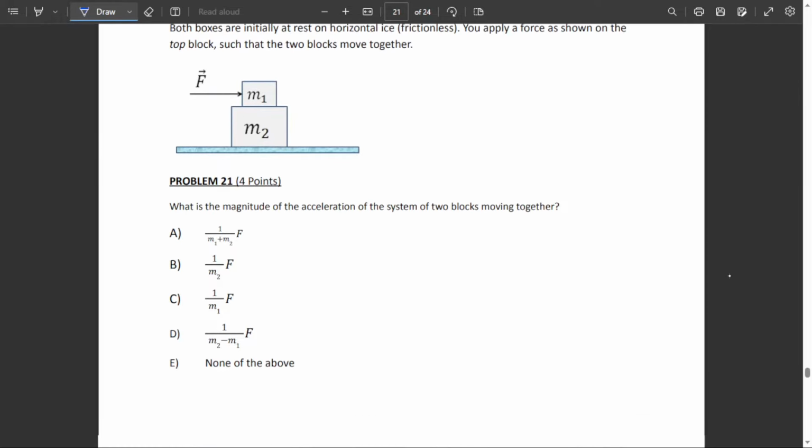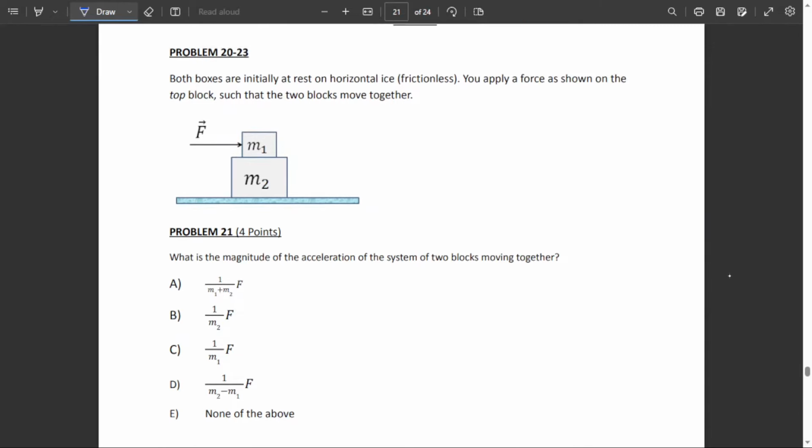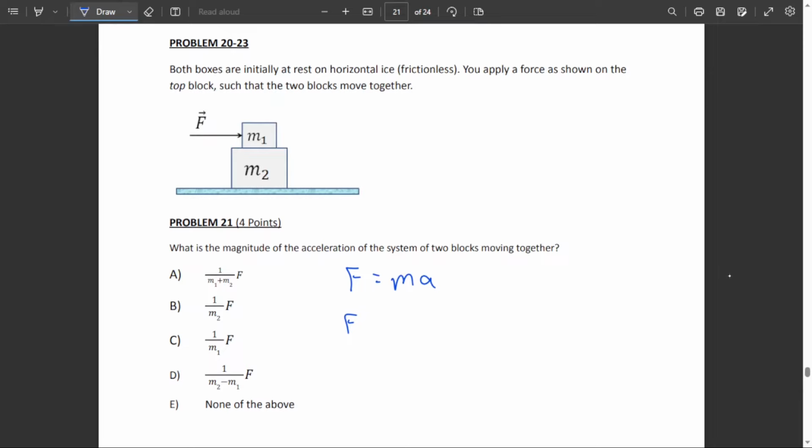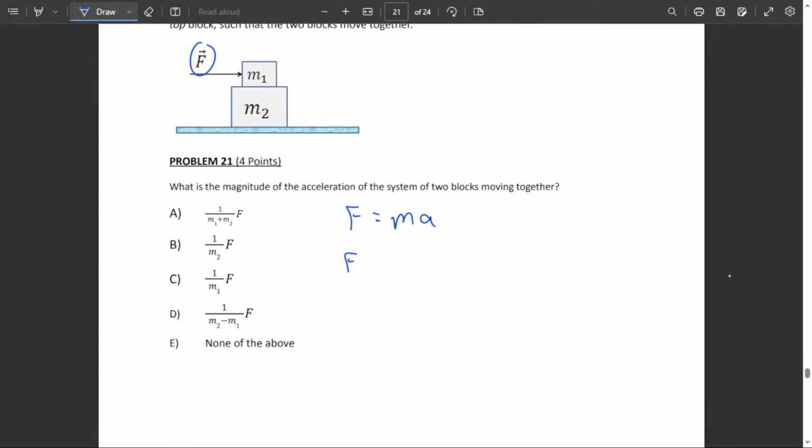Next question, 21. What is the magnitude of the acceleration of the system of two blocks moving together? Alright, so this is just a straightforward force equals mass times acceleration. We want to know the acceleration of both blocks. There are three forces acting on the blocks: a normal force, the weight force, and this force F. But the force of weight and the normal force cancel each other out. So the only thing we're left with in terms of net force is just this F.